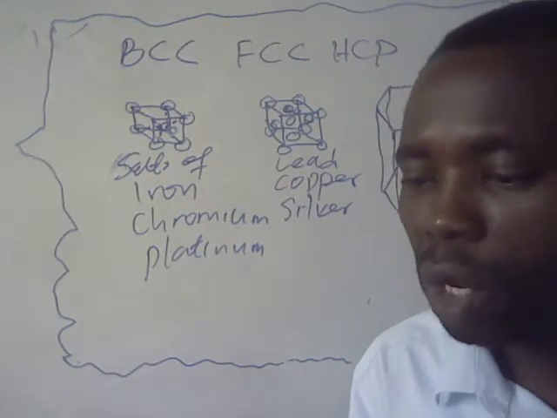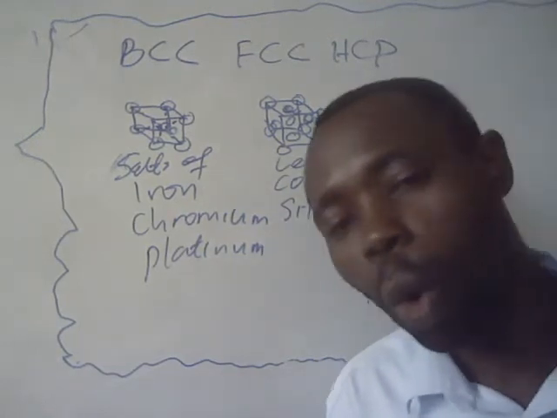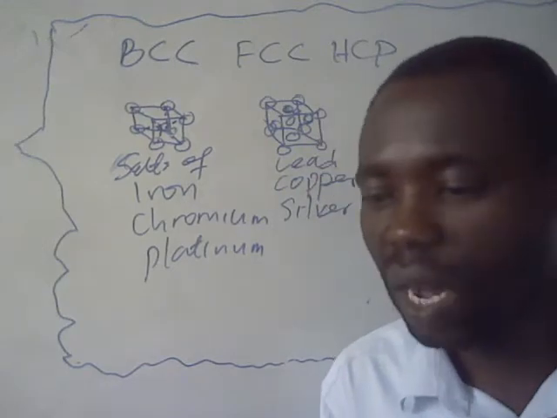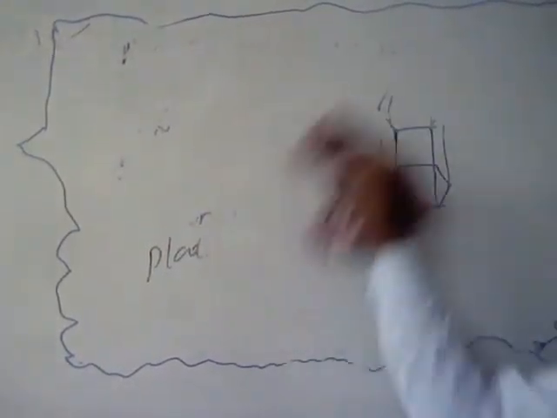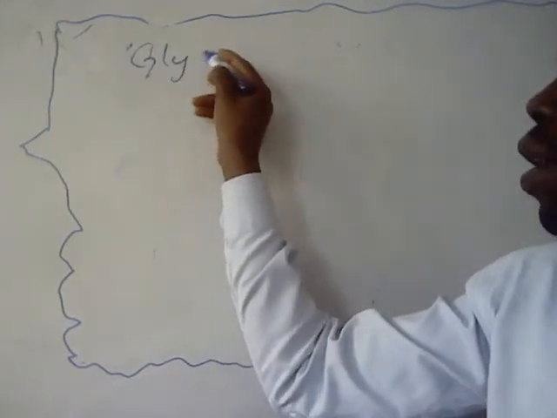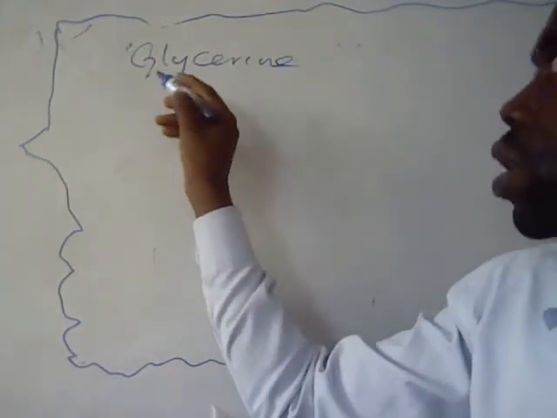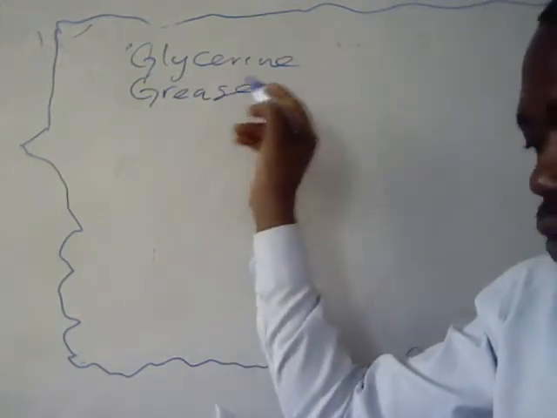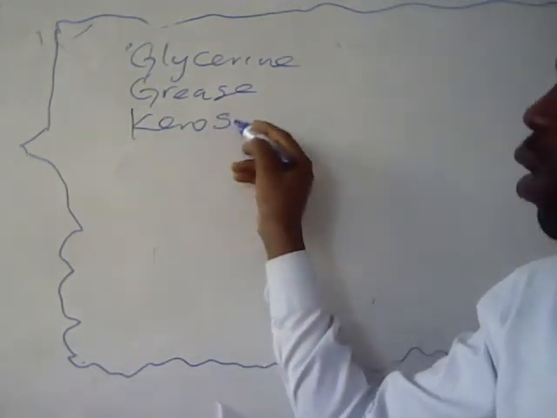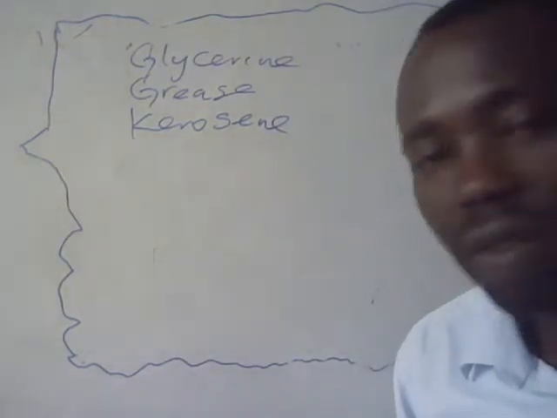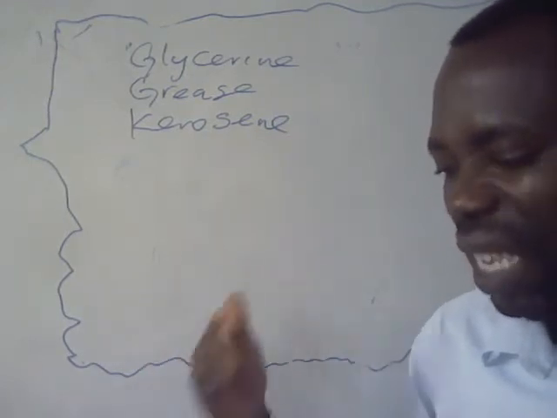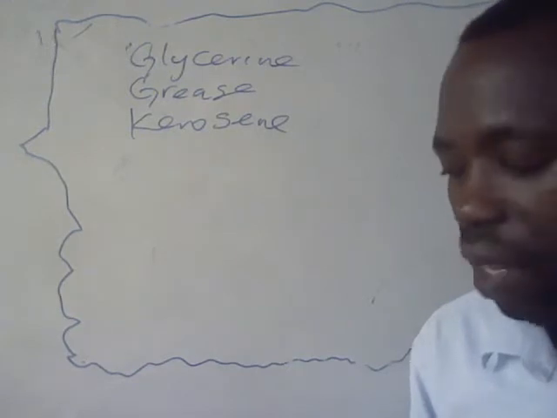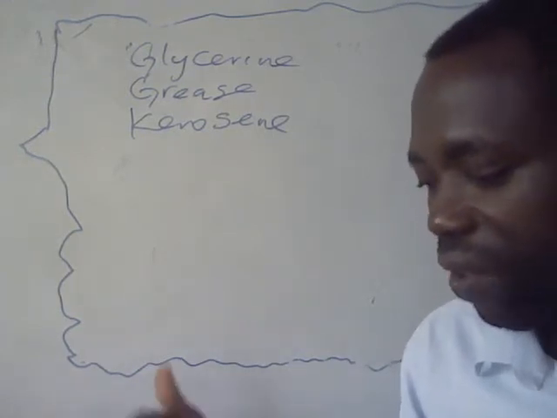Now 42. Below is a list of substances. We are given glycerine, grease, and kerosene. Below is a list of substances. Which of the arrangement is in increasing order of viscosity?